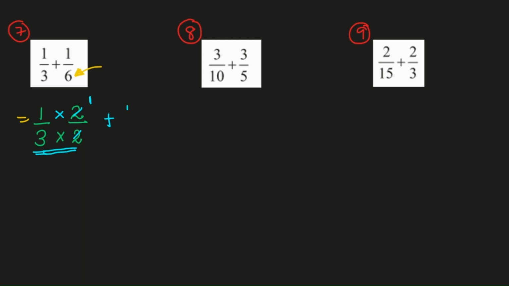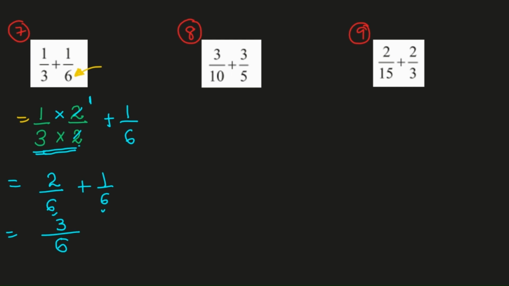Then I would write the remaining question like this: 1 plus 1 upon 6. So what happens here? 1 into 2, the answer will be 2. 3 into 2, the answer will be 6, plus 1 upon 6. Now the denominators are same. You can simply add the numerators and keep the denominator as it is. Then the answer is 3 upon 6.